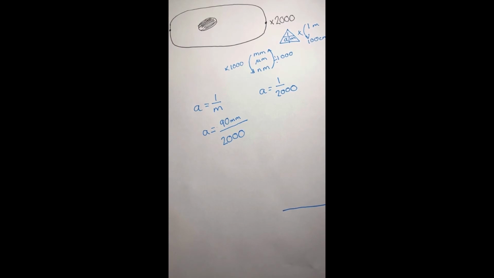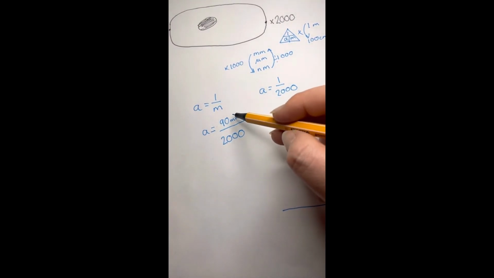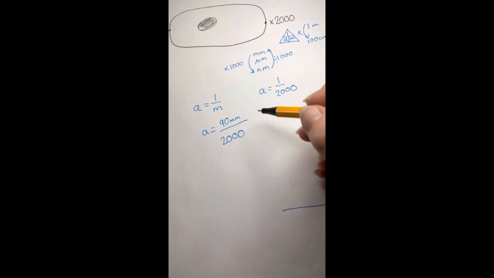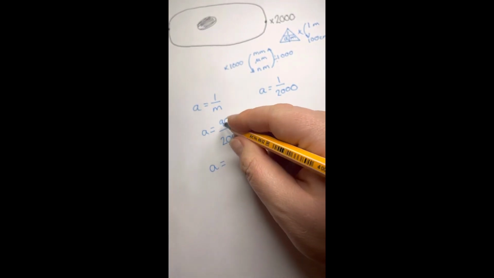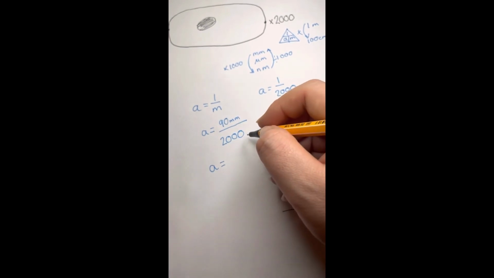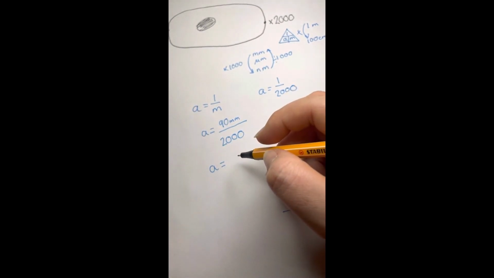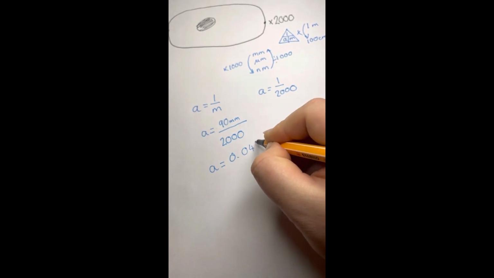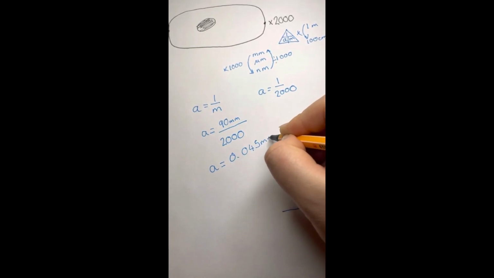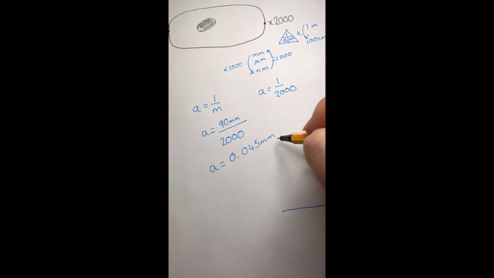Right, our question wants us to give our answer in micrometres. So how are we going to do it? First, we're going to finish off this sum. So it's A equals 90 millimetres divided by 2000. The answer to that is 0.045 millimetres. It's really important at this point you still write millimetres.